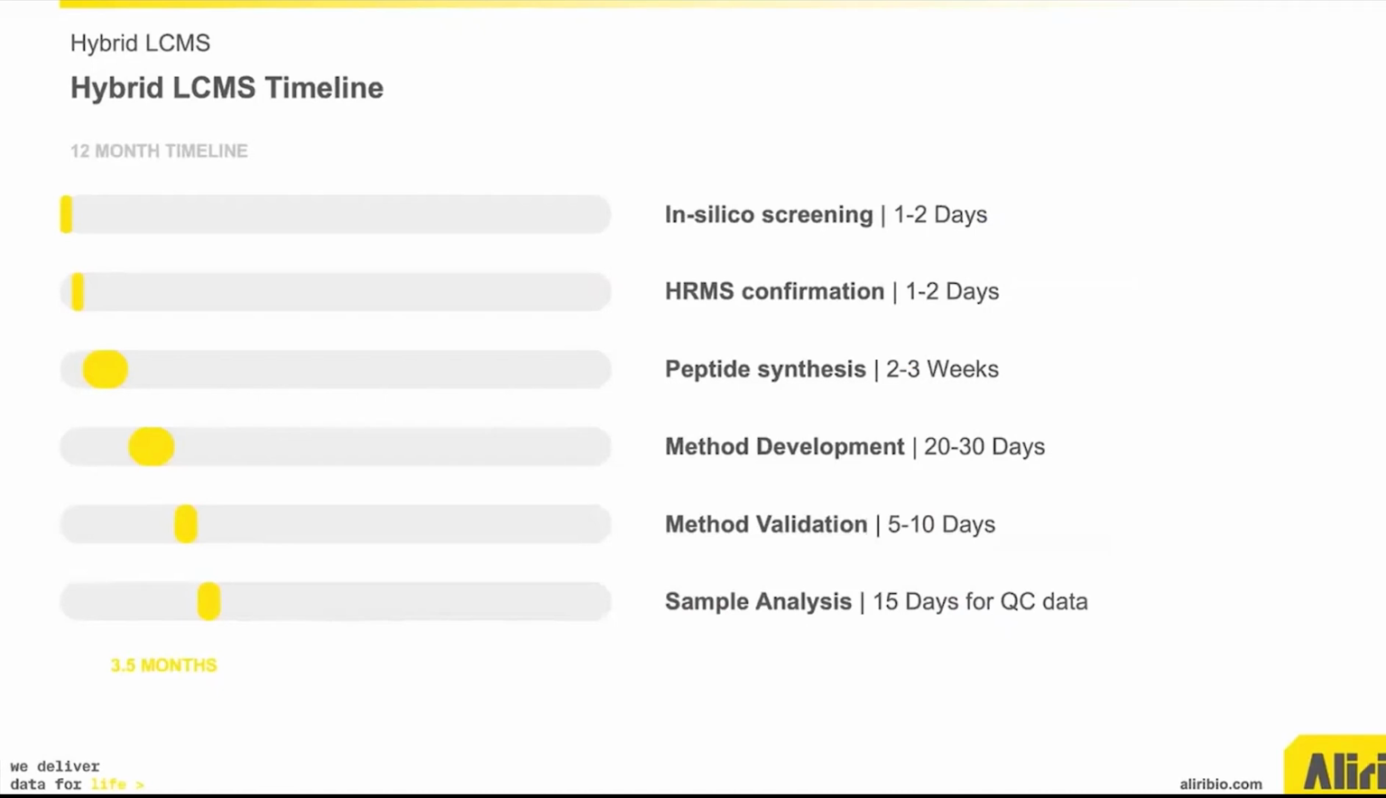We still can deliver sample analysis data within 15 days for being quality controlled, and our method validation should still be fairly straightforward and only require 5 to 10 days. This results in about a 3.5 month time period as opposed to 3 months as with direct digestion.